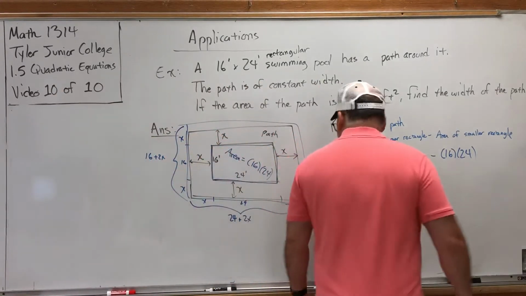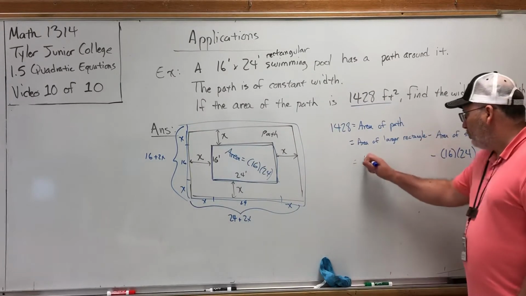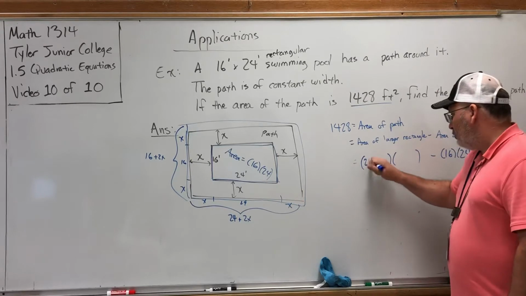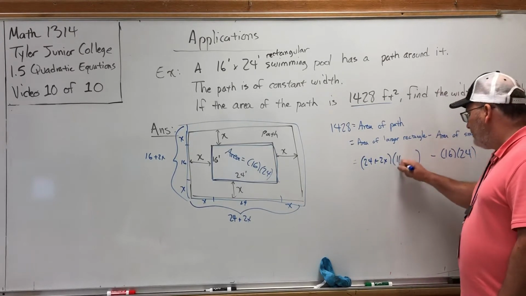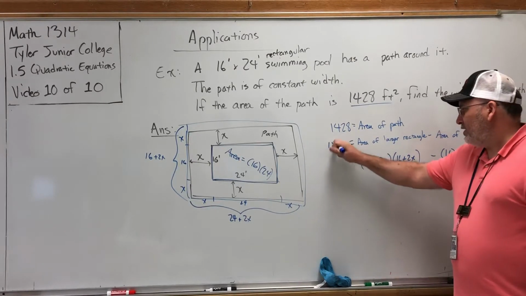Well, now that we have an expression for the length and the width of the larger rectangle, we can set up an expression for its area. Its length, 24 plus 2x, times its width, 16 plus 2x. I'm going to bring this 1428 down.